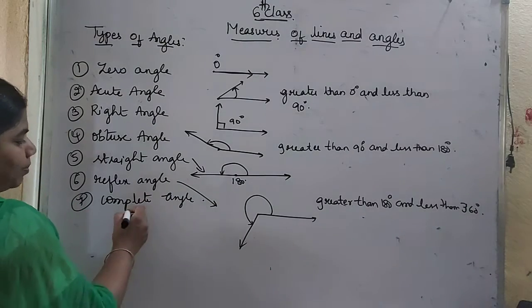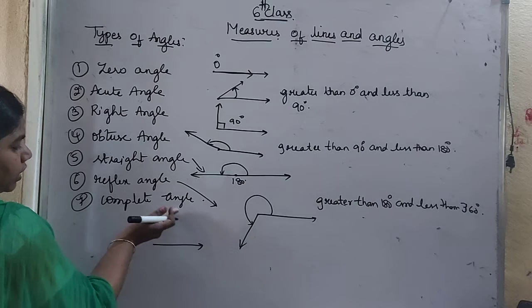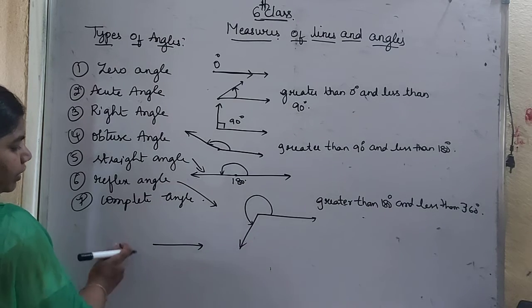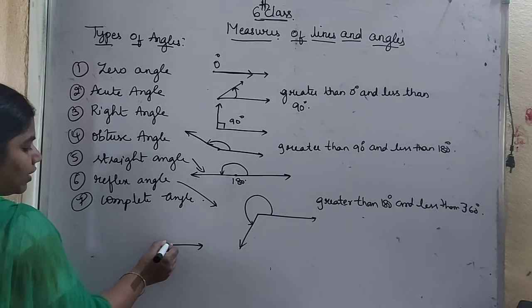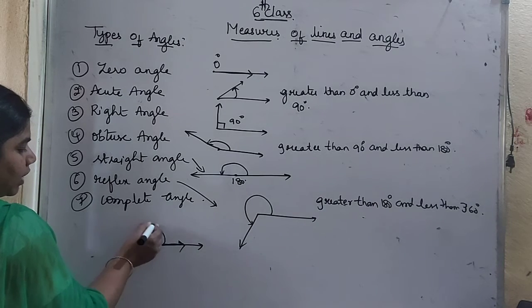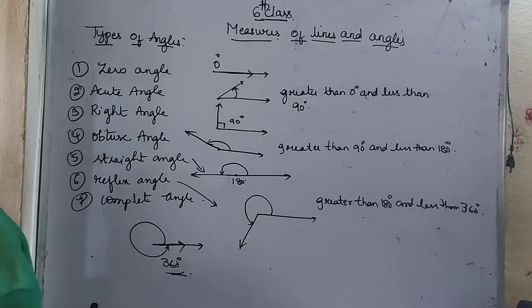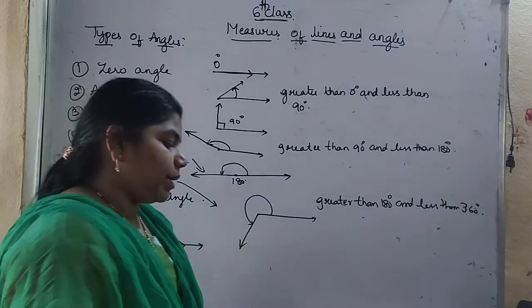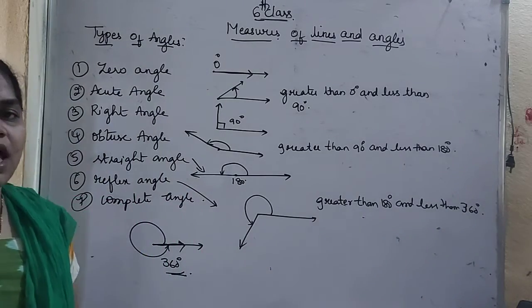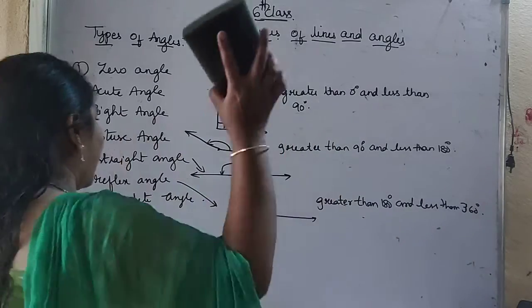So what do you mean by complete angle? One fixed ray and another ray has moved, it has taken one total turn, so that is called a complete angle. It has taken a turn like this from here to here, so that is equal to 360 degrees. So these are the angles we already learnt in the earlier chapter. So now how to measure these lines and angles we will see. So measuring of line, how to measure the line.